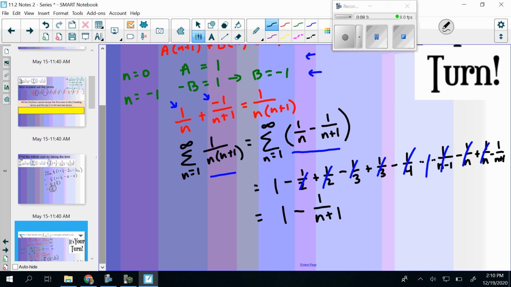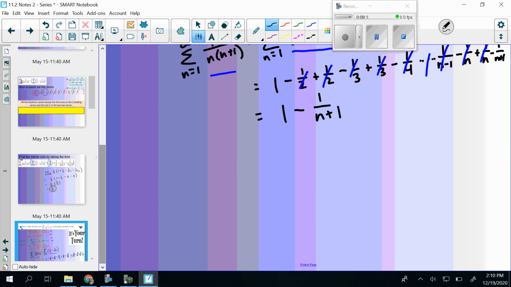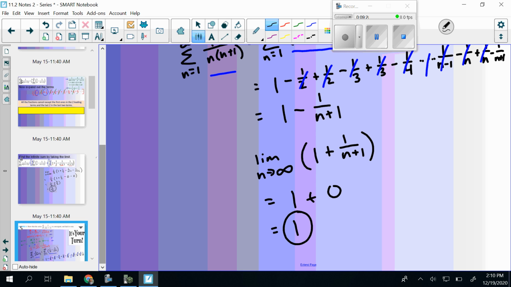So what is this going to end up equaling then for the sum? Take the limit of this and see. Well, the limit of this is going to be 1 plus, this last term is going to approach 0, so this should be convergent. And the sum would be 1.